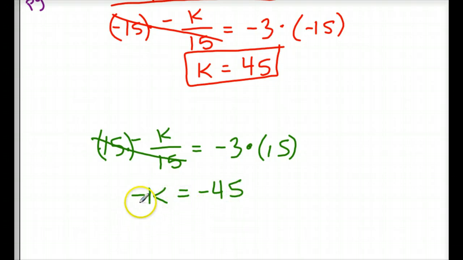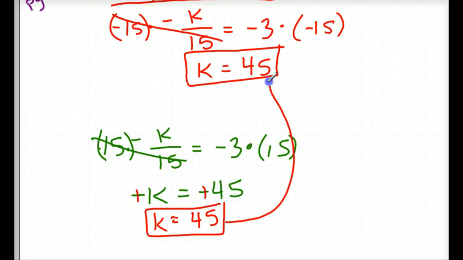Well, remember, I think last week I said we don't want a negative variable. So what we would do is switch this sign. We're used to switching signs. This would become a positive. Since we switched this sign, again, we have to switch this sign. So our final answer would still end up being k is equal to 45. Either way you do it, you get the same answer. So just make sure you know that.